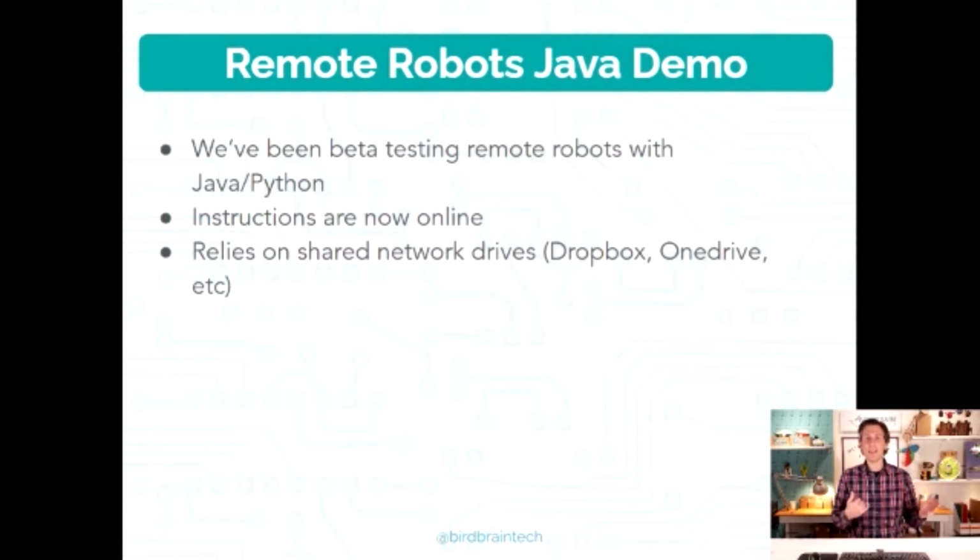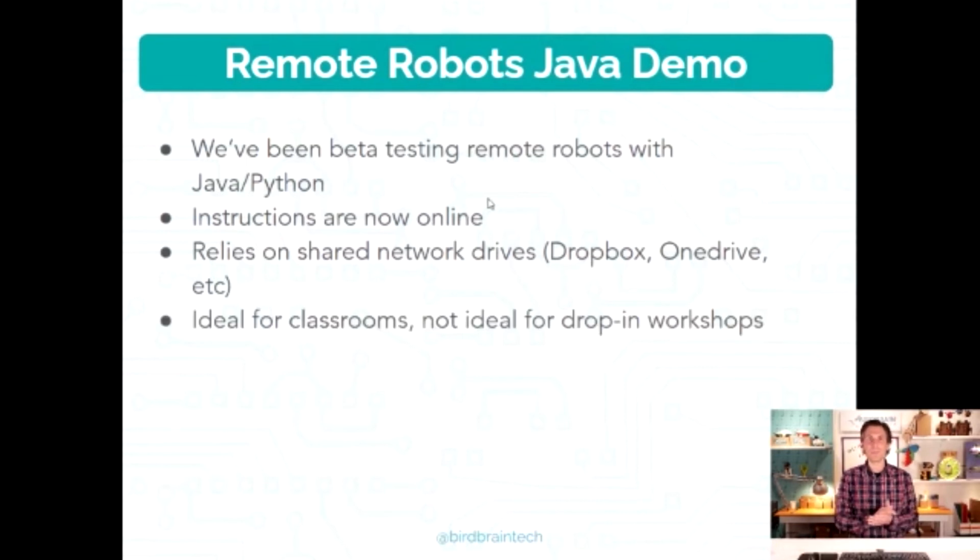And amazingly, this entire process takes about 10 seconds, maybe a little less, before you can see the robots actually running. And there's even a log file that they'll get so that they can see if they have syntax errors or other errors in case their robot doesn't run. So what this means, because of the reliance on shared network drives, is that this is ideal for classrooms or places where you can prepare ahead and share a network drive with people. It's not really ideal for doing a drop-in workshop where you don't know who's going to show up to that workshop ahead of time.